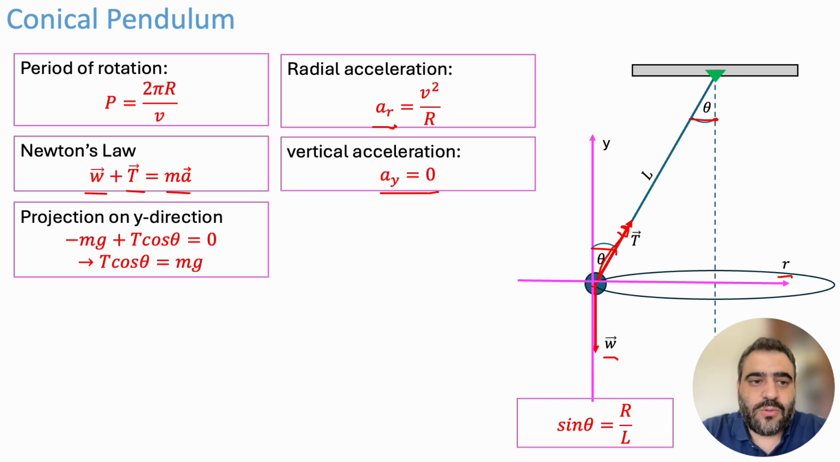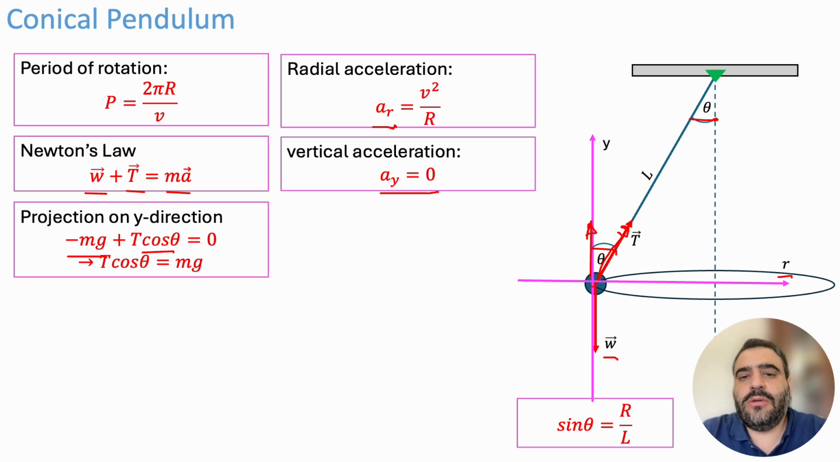Now, I can project on the y-axis. On the y-axis, weight is pointing in the negative y direction, so we have minus mg. Then we have tension here, we have to project it. So this is the y component of tension. It's positive, so it's plus T, and it's adjacent to the angle that I have in my figure, so it's cosine theta, equal to the acceleration on the y-axis, which is 0. So I'm going to rewrite this as T cosine theta equal to mg.